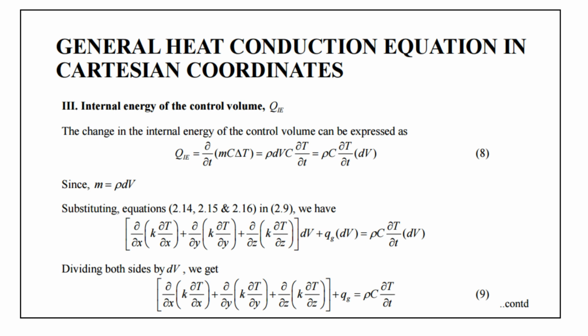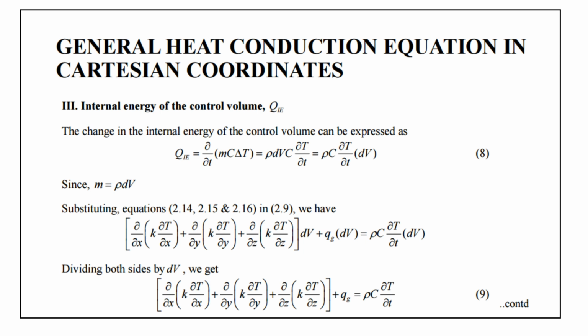Q internal equals m times c times ΔT equals rho times c times dV times ∂T/∂t. Combining the expressions, k times the sum of ∂²T/∂x², ∂²T/∂y², and ∂²T/∂z² times dV plus Q dot times dV equals rho times c times dV times ∂T/∂t.